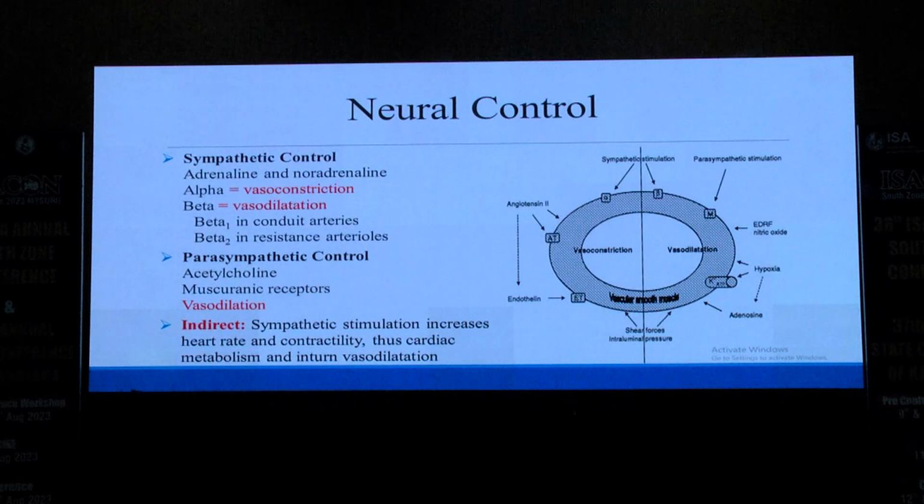The myocardium has a direct influence of the autonomic nervous system. It is under sympathetic control through alpha and beta receptors, which mainly cause vasoconstriction and vasodilatation respectively.